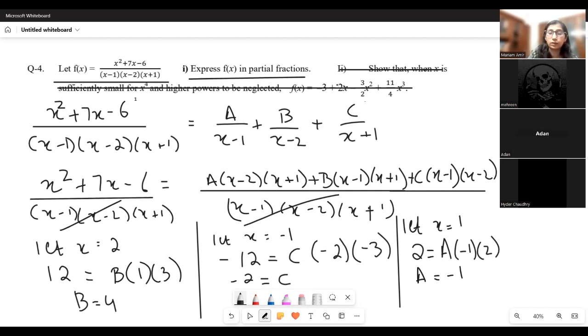Yes, that is correct as well. So the partial fraction would be A is minus 1, so I'm writing minus 1 upon x minus 1. Then B is 4, plus 4 over x minus 2. And C is minus 2, so minus 2 upon x plus 1. This is the answer.